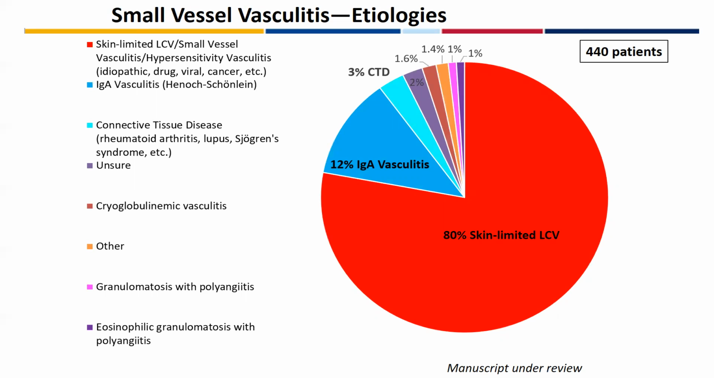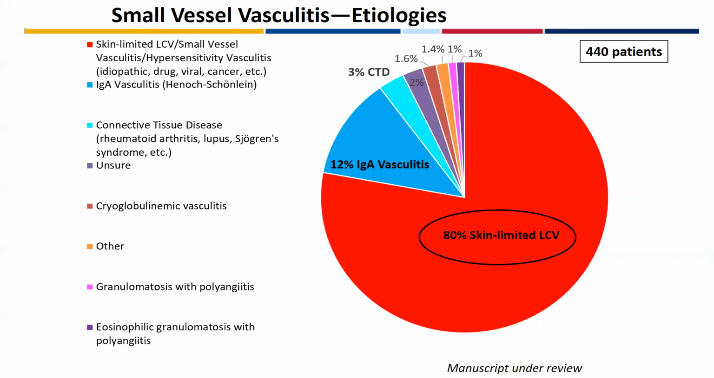We've worked together to compile a cohort of patients from Penn and Harvard with biopsy-proven small vessel vasculitis of the skin. And among 440 patients with small vessel vasculitis, the ultimate diagnosis in 80% ended up being a skin-limited leukocytoclastic vasculitis, 12% IgA vasculitis, 3% connective tissue disease, and a small minority of patients ended up with a diagnosis of other types of systemic vasculitis.